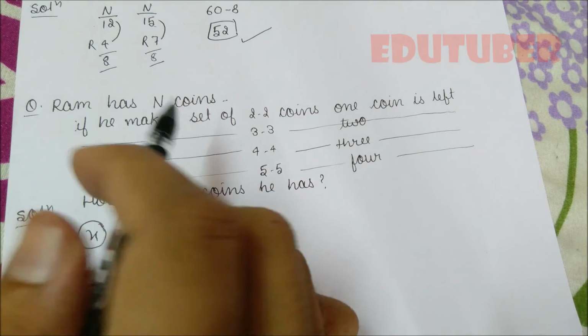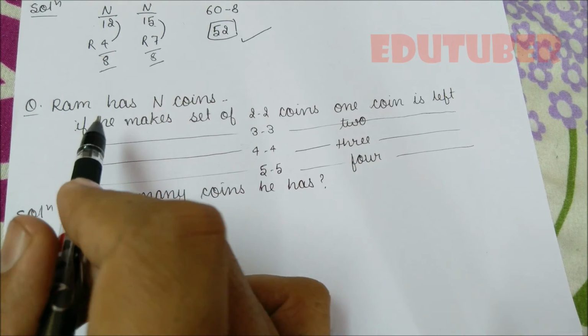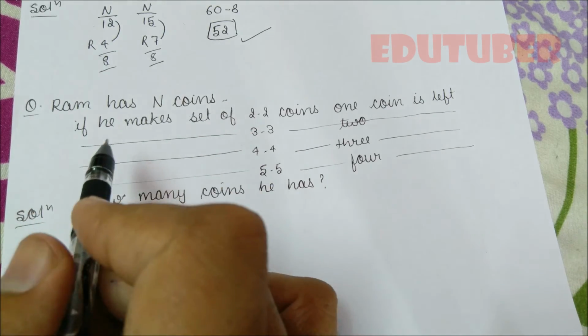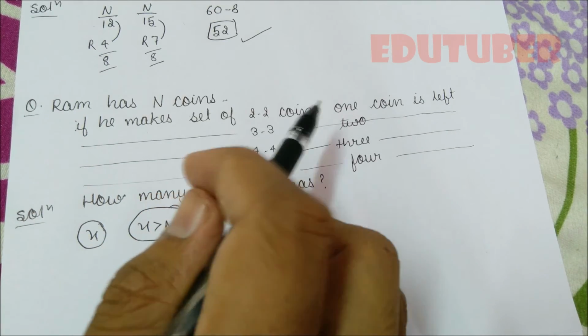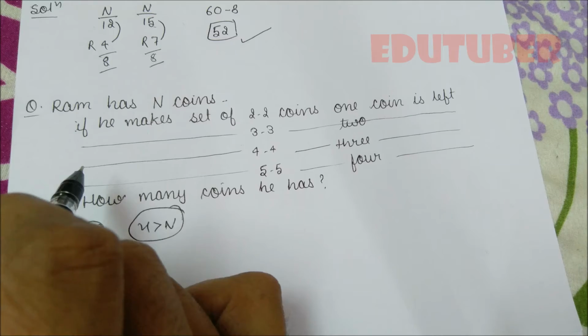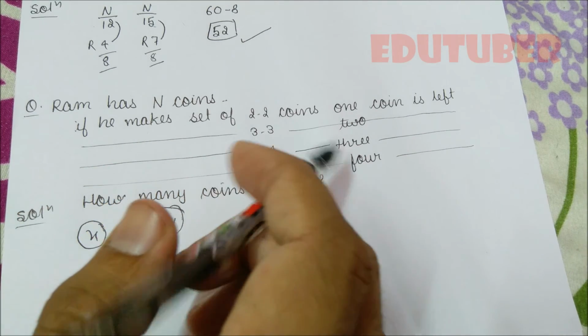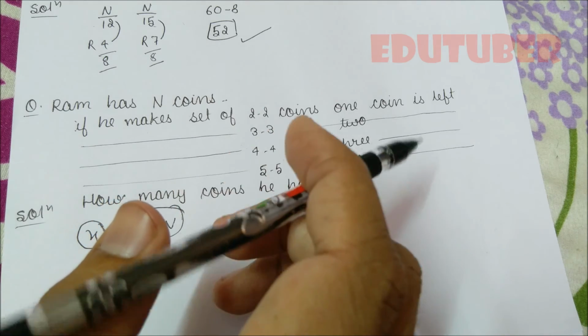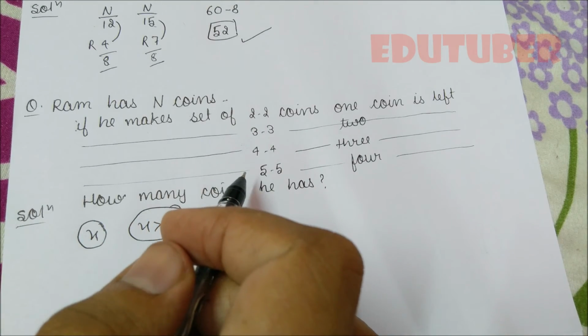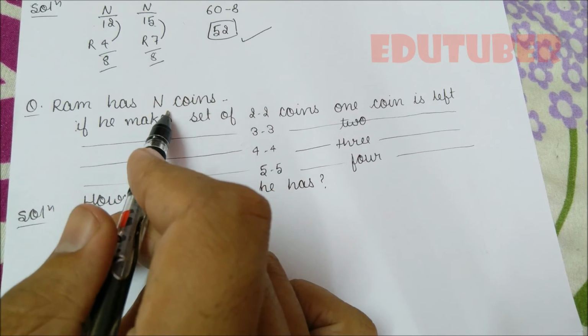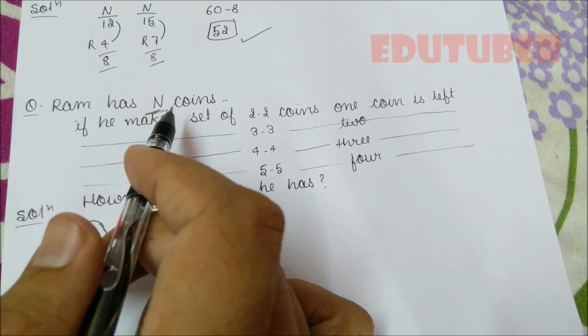Now let's do one question. The question says Ram has n coins. If he makes sets of 2 coins, 1 coin is left. If he makes sets of 3 coins, 2 coins are left. Sets of 4 coins, 3 coins are left. Sets of 5 coins, 4 coins are left. How many coins does he actually have? What's the value of n? This is what is being asked.